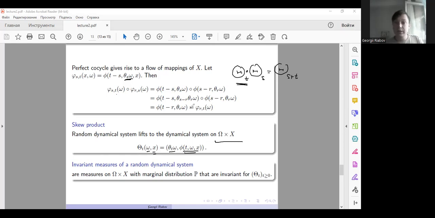Okay, so next time we will look at some examples of random dynamical systems in the context of stochastic differential equations. We will prove the existence of random dynamical systems for stochastic differential equations. And we will also look at stochastic flows that are not generated by stochastic differential equations and discuss some methods for how to work with them. And I think that's all for today. Thank you for the attention.